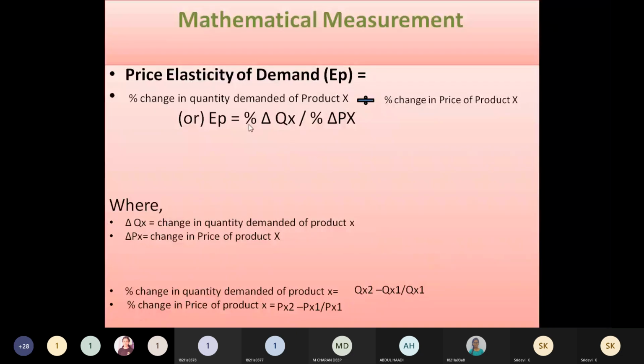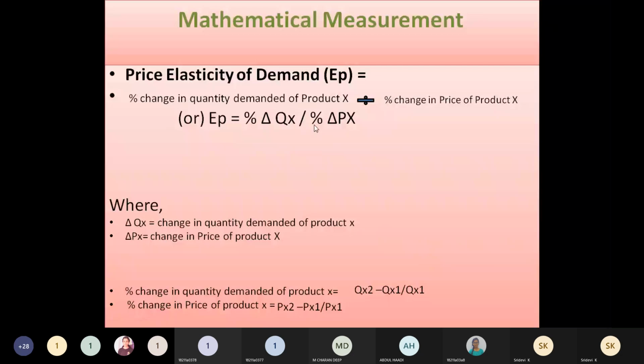You can have another formula. In place of percentage triangle QX, you replace with QX2 minus QX1 by QX1, and divide it with, in place of percentage triangle PX, PX2 minus PX1 divided by PX1. Okay, what does QX1 stand for? It is quantity before change in the price, and QX2 stands for quantity after change in price. PX1 stands for price before change, and PX2 stands for price after change.